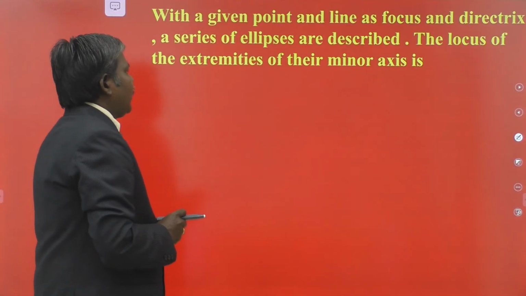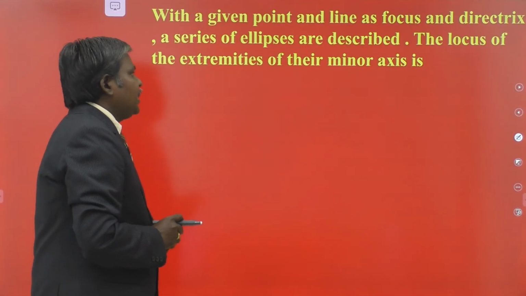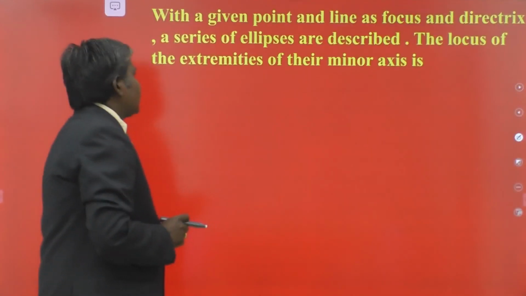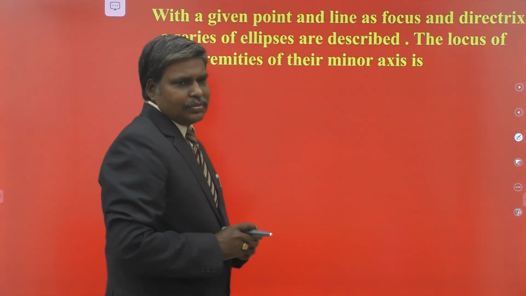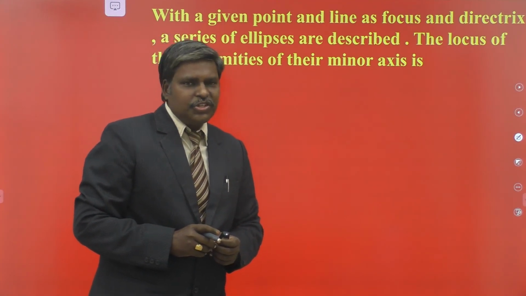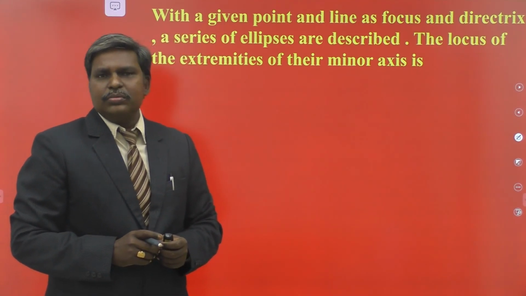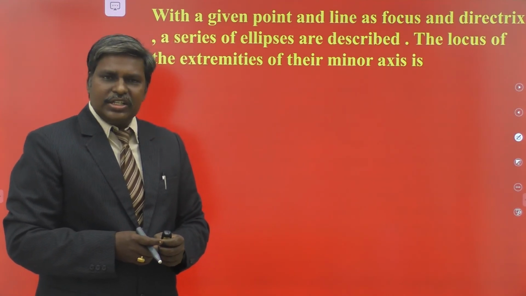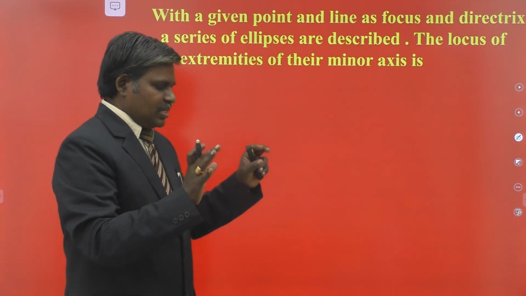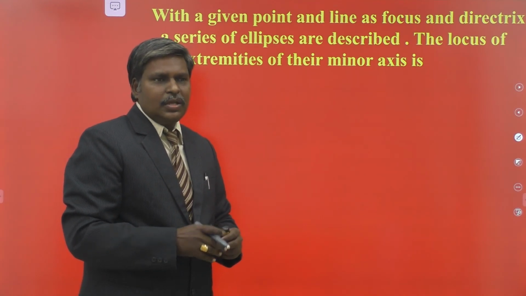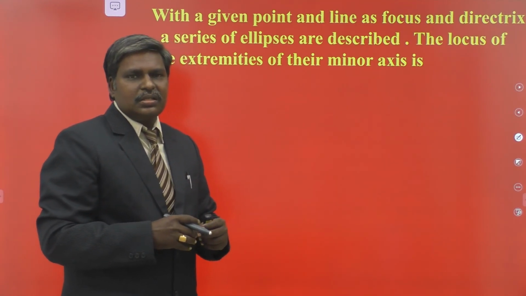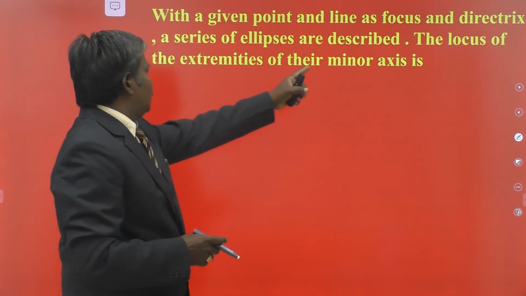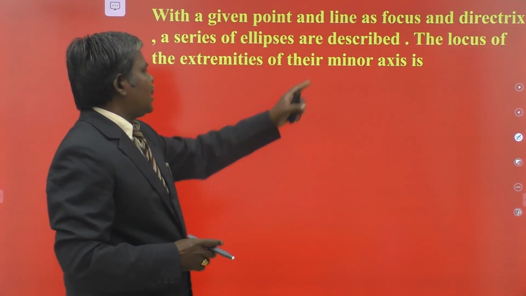With a given point and line as focus and directrix, a series of ellipses are described. Some fixed point is given to you, that is known as focus. Some fixed line is also given to you, that is known as directrix. These are two fixed things. With the help of these two things, they are preparing an infinite number of ellipses described. A series of ellipses are described.